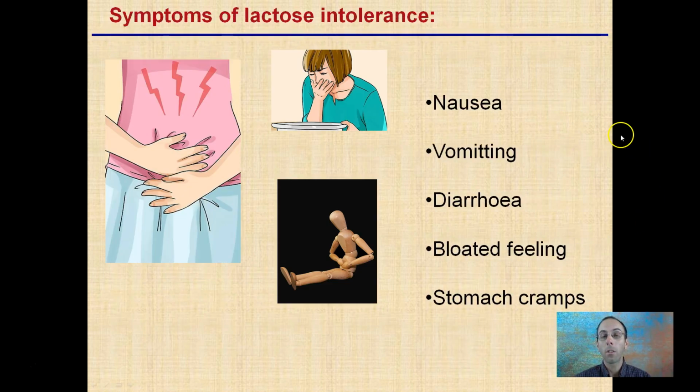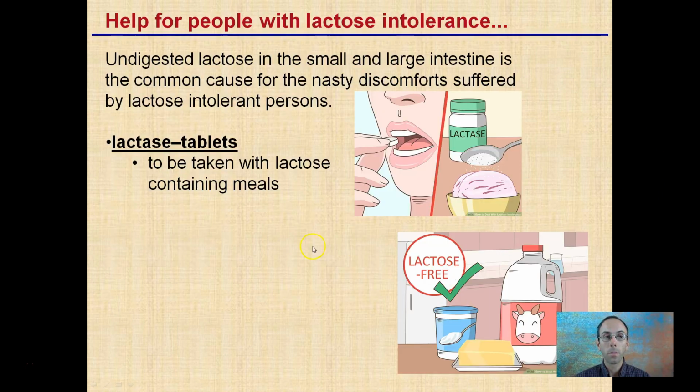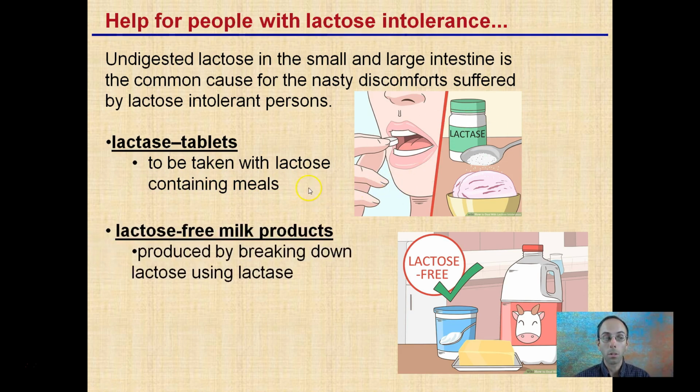However, for those who are lactose intolerant, how the body reacts to not being able to break down this disaccharide, you see a lot of negative effects: nausea, vomiting, diarrhea, bloated feelings, and stomach cramps. The undigested lactose in the small and large intestine is what causes the discomforts. So as a result, we have ways to combat this. There's lactase tablets, which can be taken with lactose-containing meals to help break it down. You're consuming the enzyme that your body doesn't naturally produce.